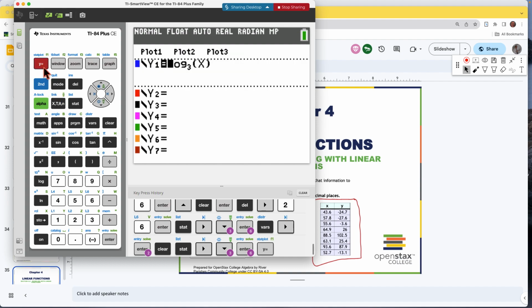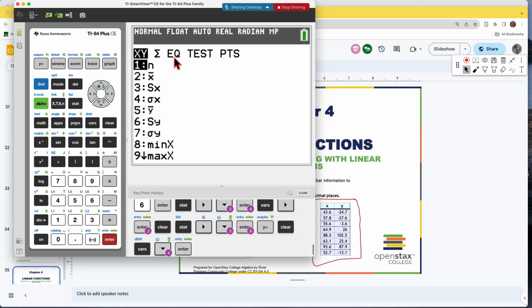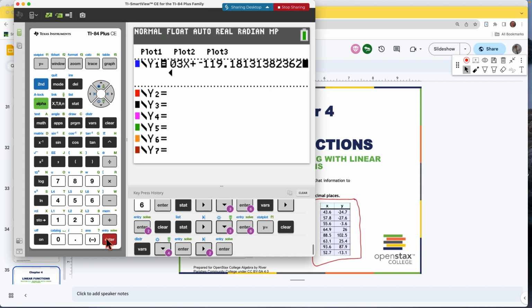We're going to go to y equals. If I want to put that regression equation in there, that's where I go to vars. I go down to statistics because that's what I've been doing. And I want equations. And I want the regression equation. So it's actually going to enter that regression equation in there for me. I need to put a stat plot. I need to turn it on. Stat plot is right above y equals.